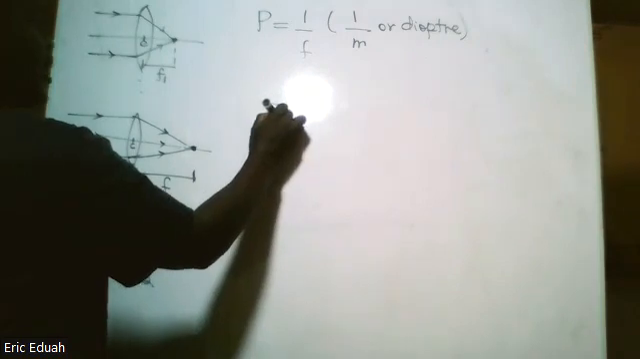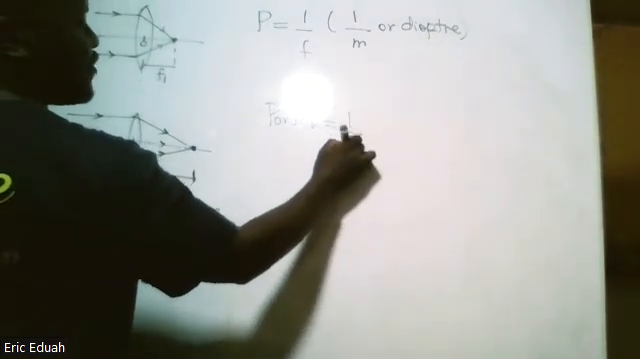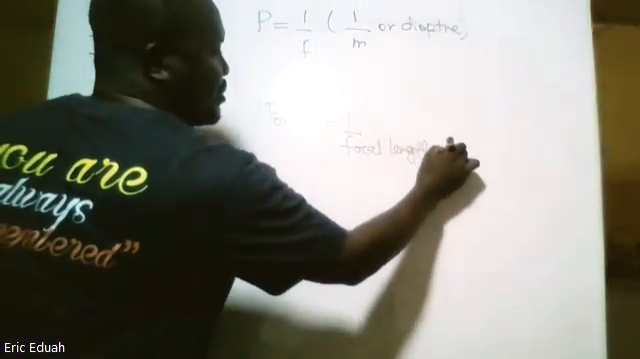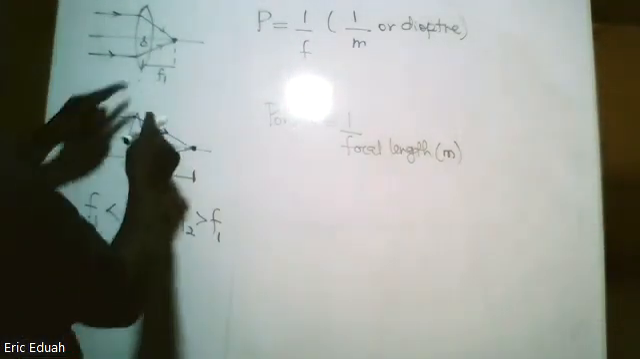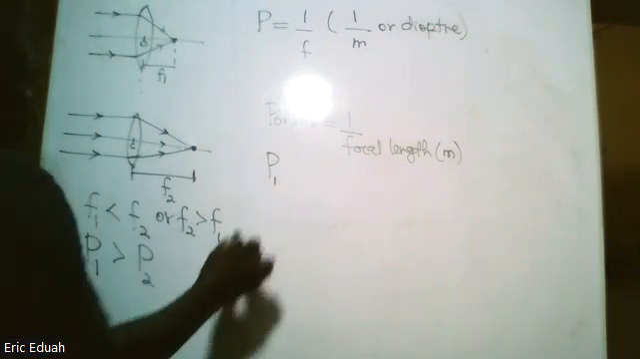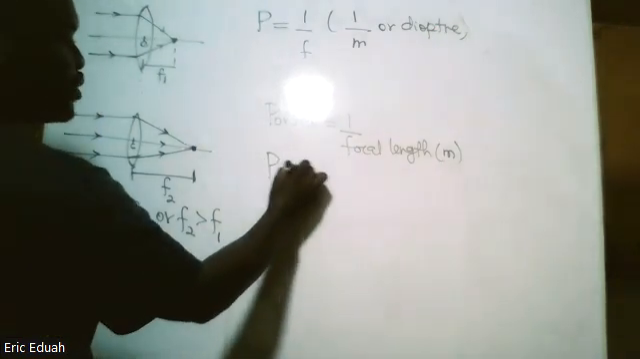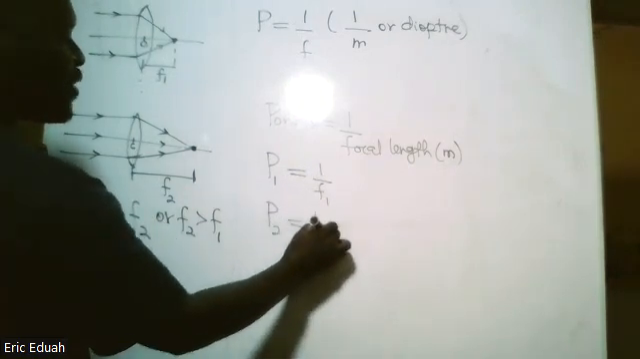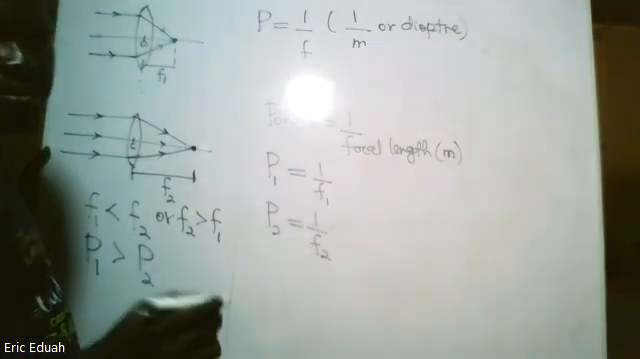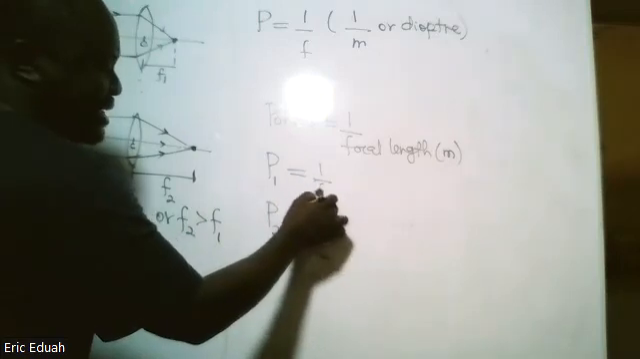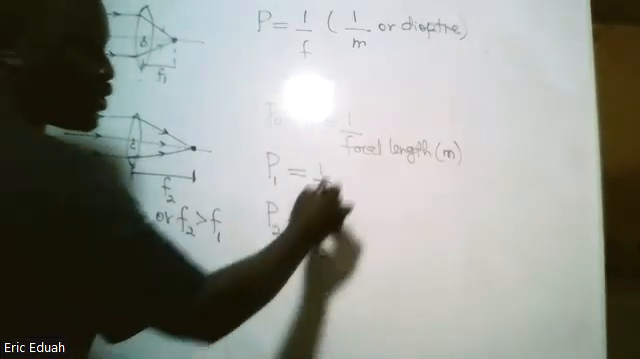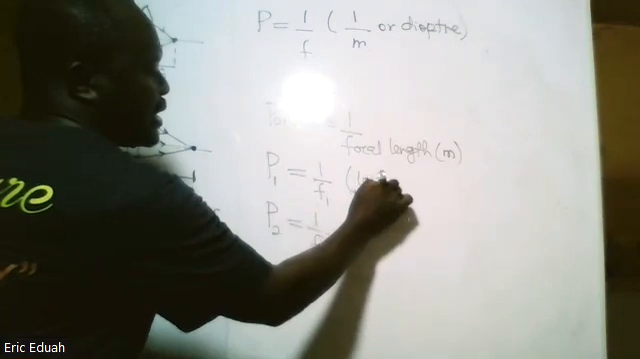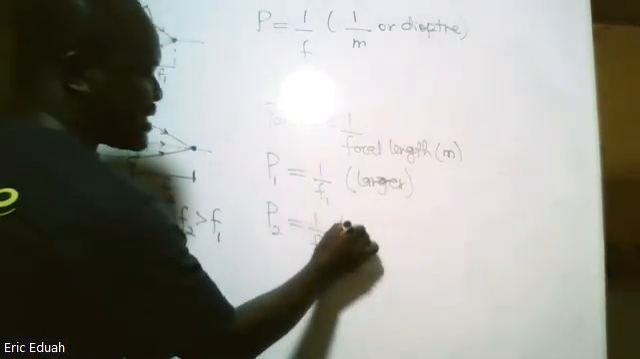So because the power of a lens is given by 1 over the focal length, in meters, it means that if we look at the power of lens 1, P1 will be equal to 1 over F1, and P2 will be equal to 1 over F2. By fraction, whenever the denominator is less, the whole result is greater. So this is larger in terms of power, and this is less.